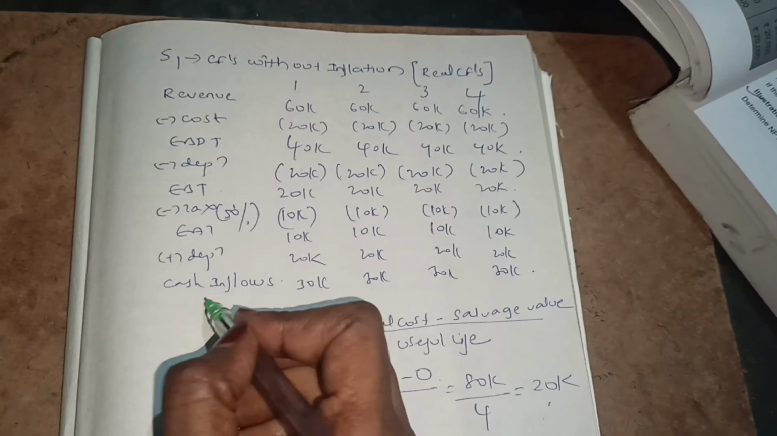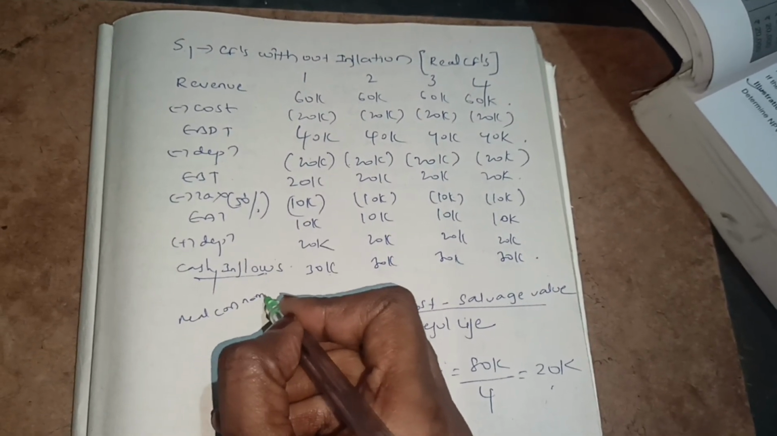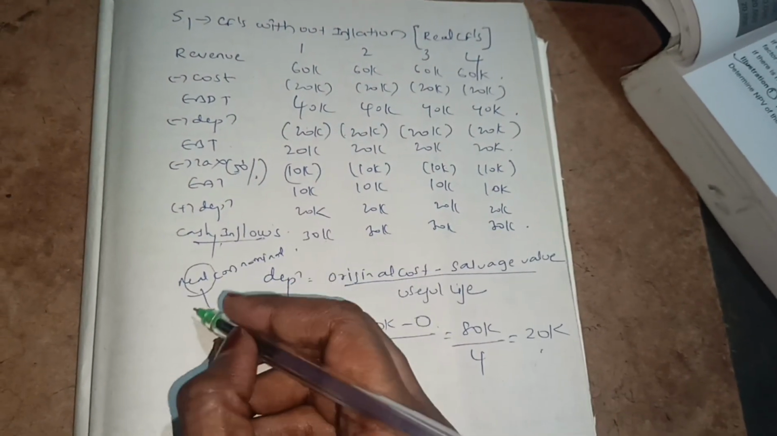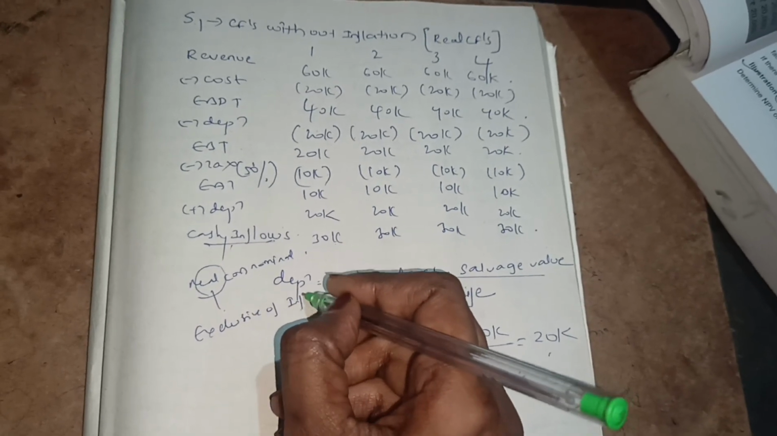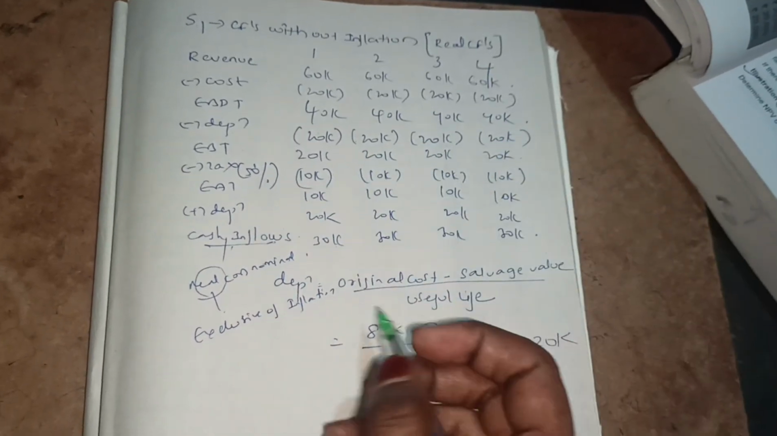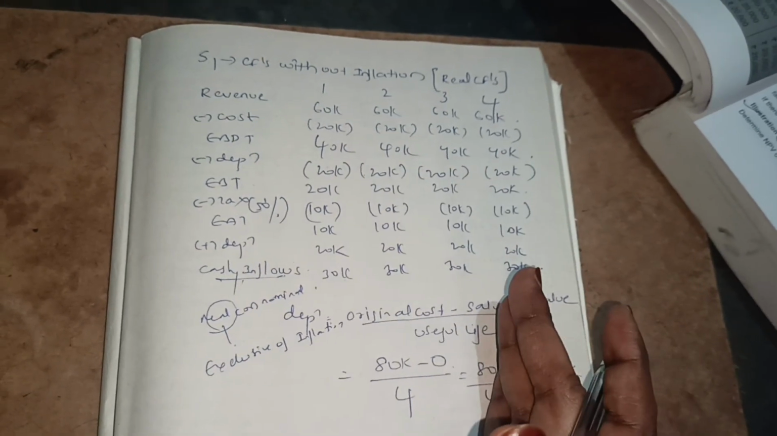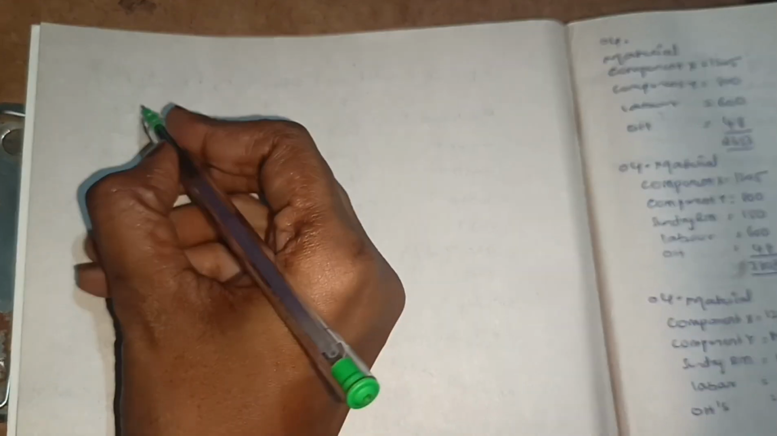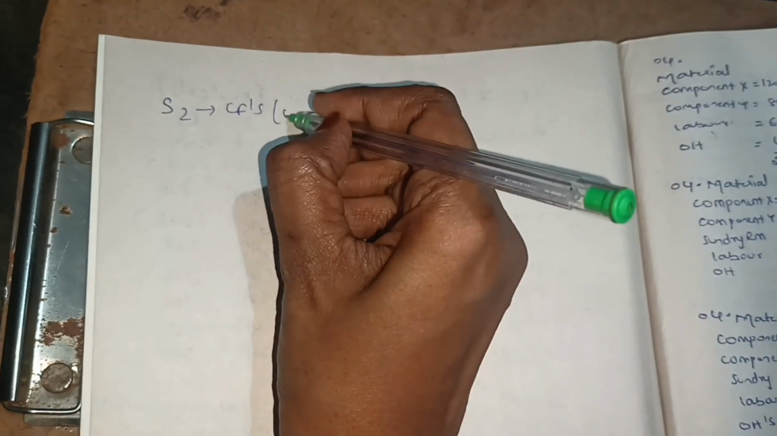Now, my question is, are these cash flows real or nominal? Obviously, these cash flows are real cash flows because these cash flows are exclusive of inflation, because these cash flows do not include the element of inflation. I hope that I am very clear with the first situation, that is cash flows without inflation. Now, proceeding to situation 2, that is cash flows with inflation.